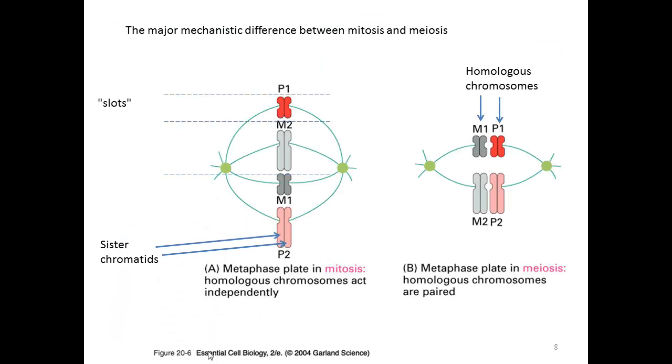And then this is making the key stage even more clear with more detail. This is mitosis over here, and this is meiosis over here. And here you see P1 and M1, the homologous chromosomes, lining up independently for separation of the sister chromatids. Here in metaphase 1, the homologous chromosomes M1 and P1 line up together. They'll be crossing over, and then separation of entire chromosomes.